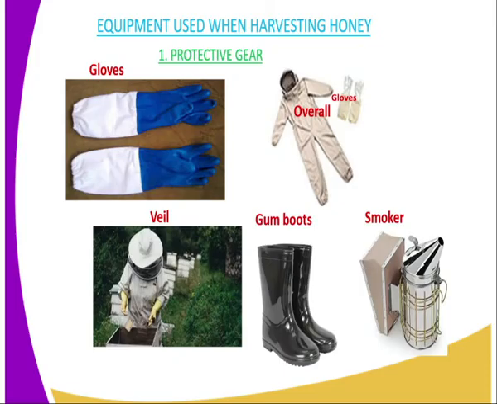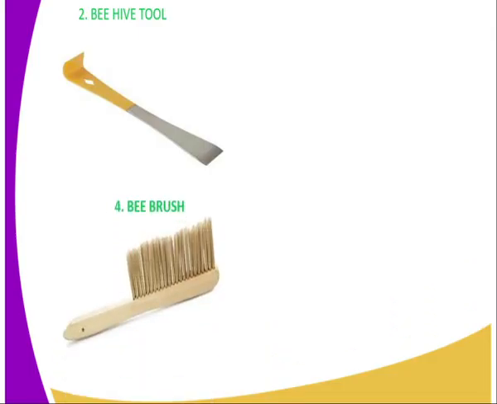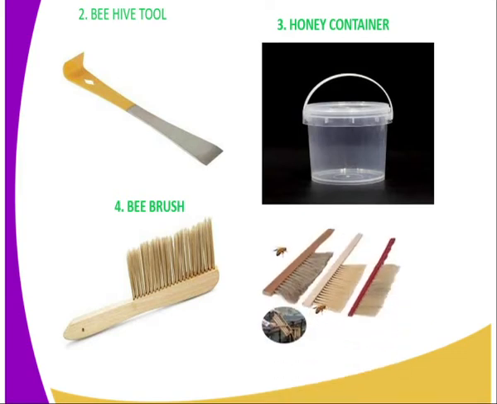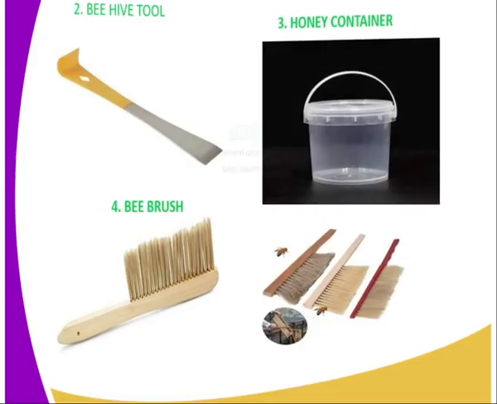Then you are supposed to use a smoker which will introduce the smoke into the beehive. Then you will also require the beehive tool. This is the one which is used for removing the top bars, for example in the Kenya top bar hive, whenever you want to carry out the harvesting. Then the bee brush, it is used for brushing off the bees from the combs whenever harvesting is carried out. Then we have the honey container. It should be transparent and clean, and this is where you normally place the honey which is harvested from the beehive.